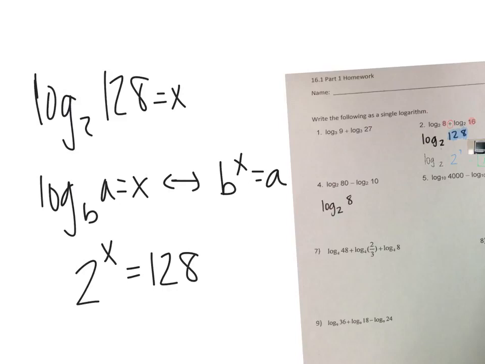Well, you already told me that. You told me it was what? 7. That's why the answer is 7. So what logs do is they solve these exponential problems. Well, this one wasn't terrible. We could figure this one out.